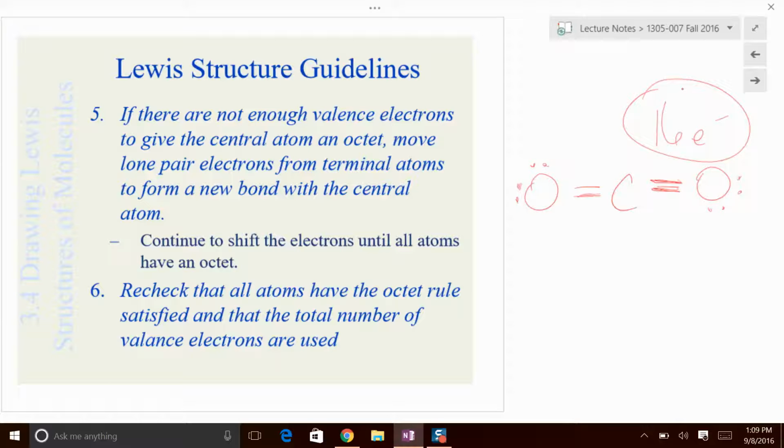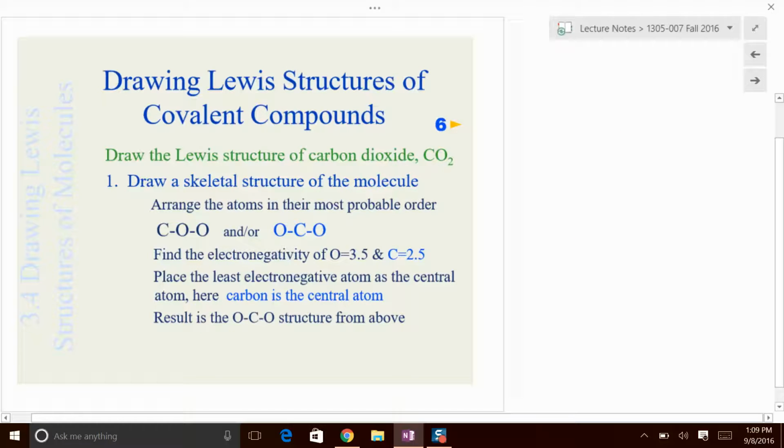So this is my structure. Okay? That's my carbon dioxide structure, which they're going to show us here. Okay? So here we go. Carbon dioxide.